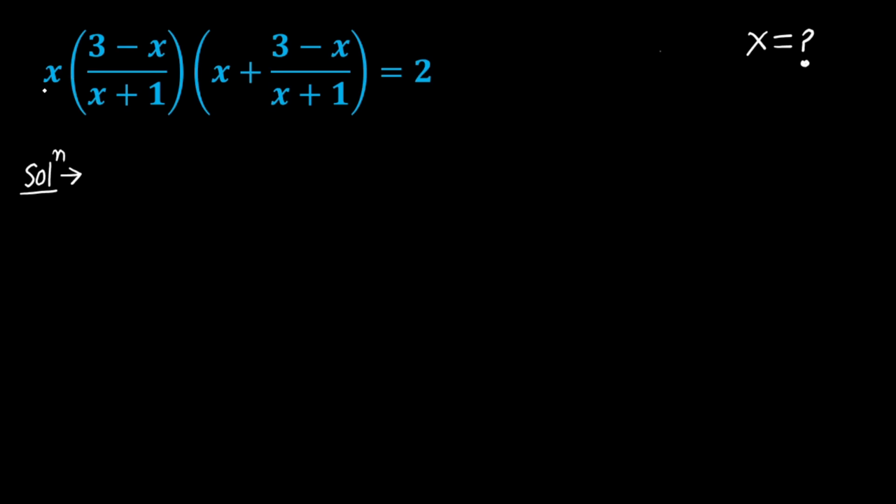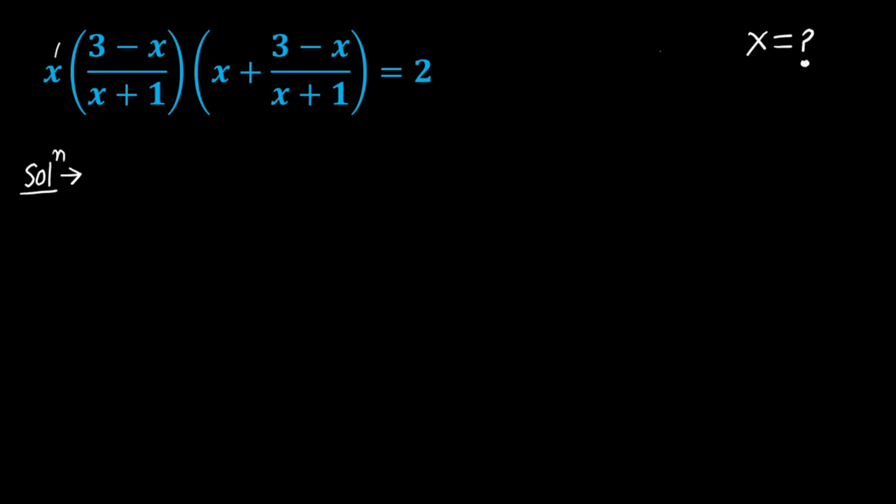Students, in this video we are going to solve x times (3 minus x divided by x plus 1) multiplied by (x plus 3 minus x divided by x plus 1) equals 2, and here we will find out the value of x. Look carefully at the left hand side.